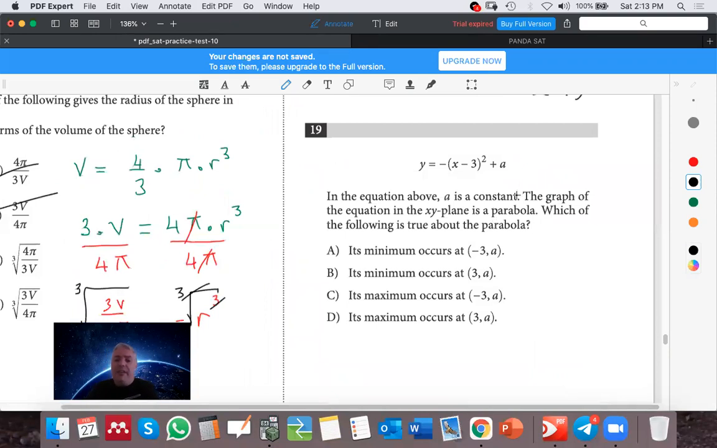Now, question number 19. It's another famous question type, guys, in SAT or AP, no problem. When you talk about the parabola, one of the equations of the parabola is y equals a times (x minus h) squared plus k, where (h, k) is the vertex.